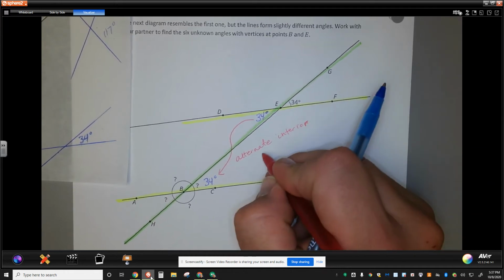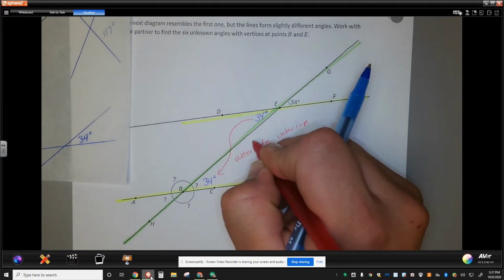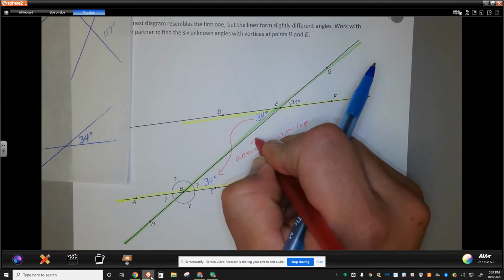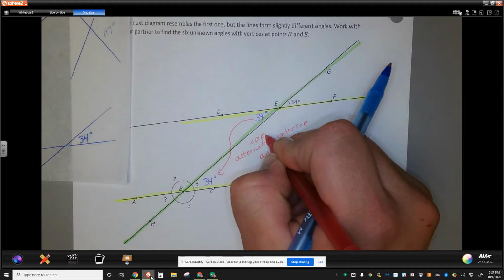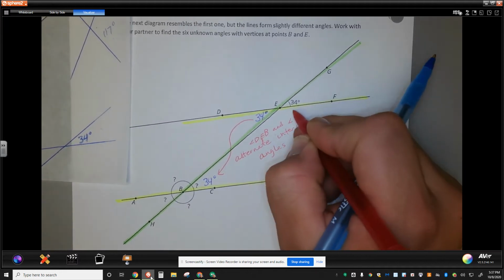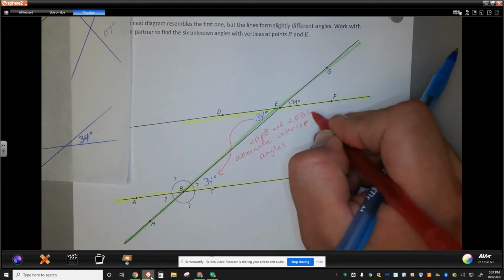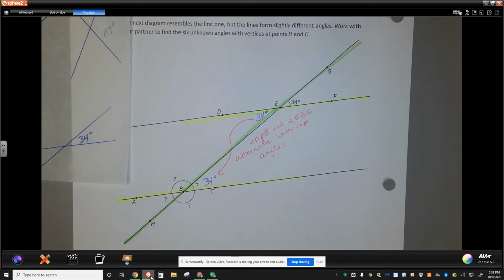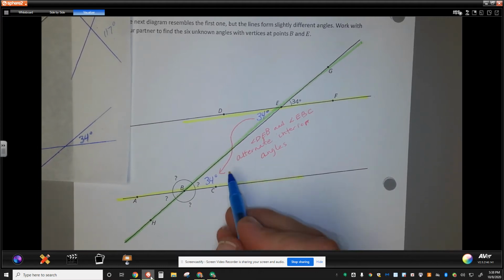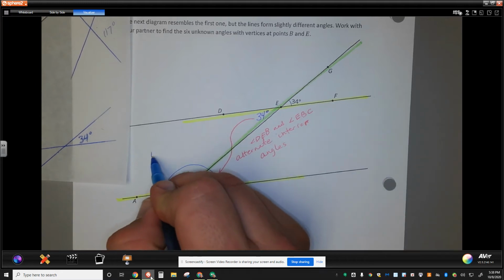There we go, writing interior again, are interior angles. So we would say that angle DEB and angle EBC are alternate interior angles. And now we can apply our principles that we talked about earlier with supplementary angles. These two angles have to add up to 180 degrees.